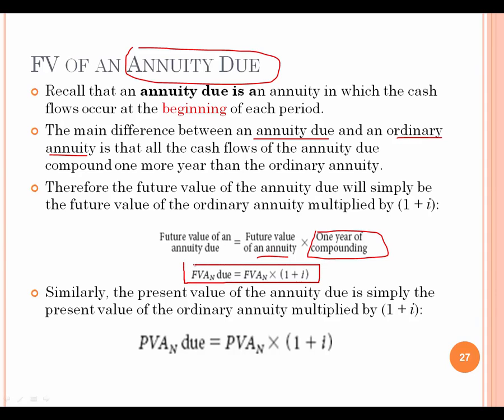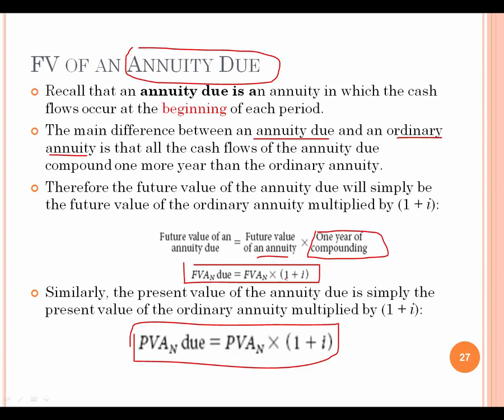And similarly, you have the equation for the present value of an annuity due. So that tells you, if you are asked to calculate the future value of an annuity due, if you have the future value of the matching annuity, simply multiply it by 1 plus i.